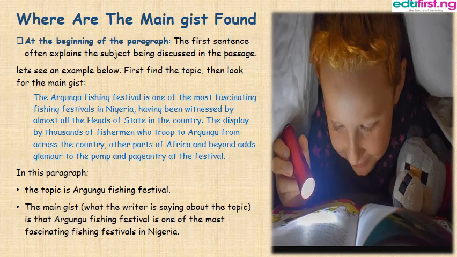In this paragraph, we can deduce that the author is talking about Argungu Fishing Festival. So the topic will be the Argungu Fishing Festival. The main gist, or what the writer is saying about the topic, is that Argungu Fishing Festival is one of the most fascinating fishing festivals in Nigeria.